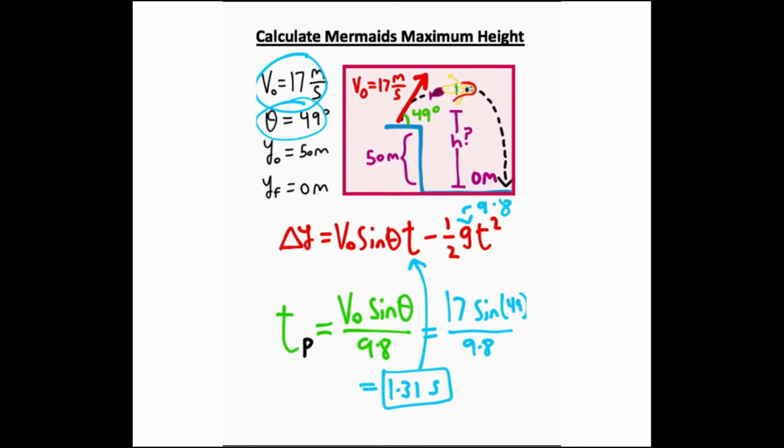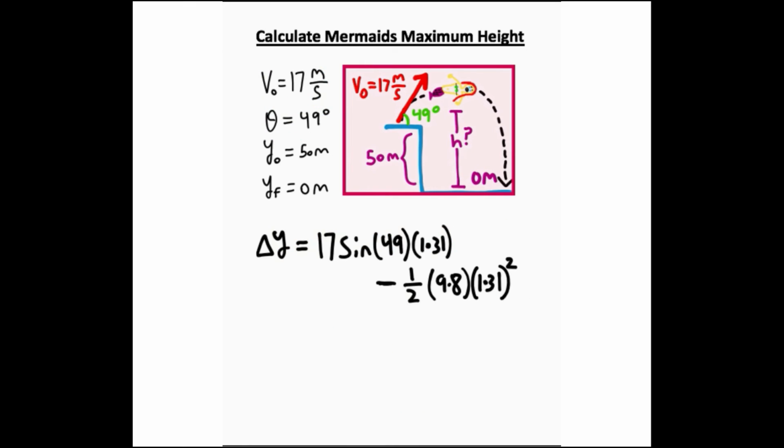So now we can actually plug in all of our variables to get this equation right here. And this is a minus sign. I just couldn't fit it up here. But notice how we plugged in 17, we plugged in 49, and we calculated 1.31 seconds before. And we have that 1.31 here, and we have 9.8 there, and 1/2 there.